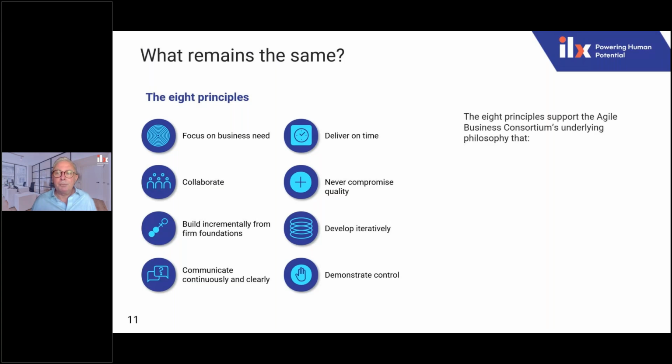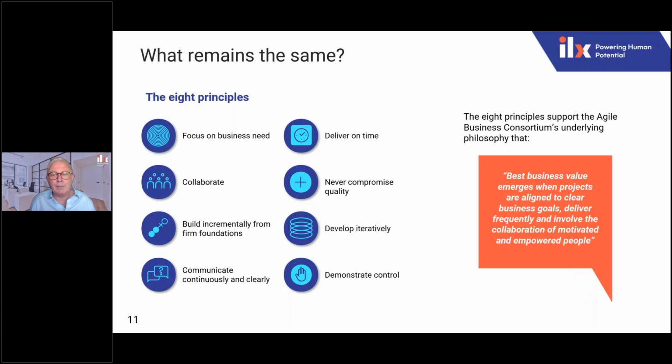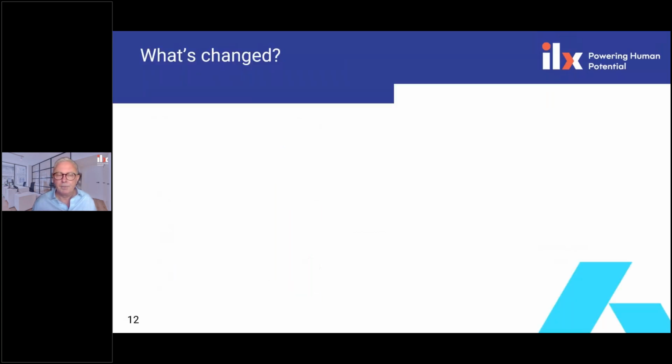The 8 principles support the Agile Business Consortium's underlying philosophy that best business value emerges when projects are aligned to clear business goals, deliver frequently, and involve the collaboration of motivated and empowered people. Those last 4 words, motivated and empowered people. We'll talk a little bit about that in a few minutes when we talk about leadership. So what else has changed?